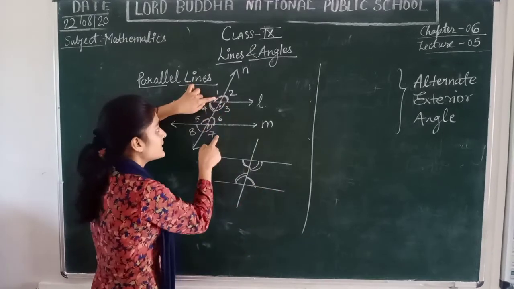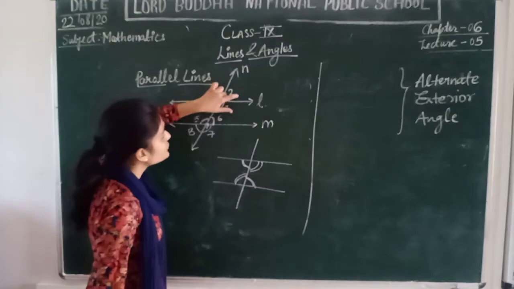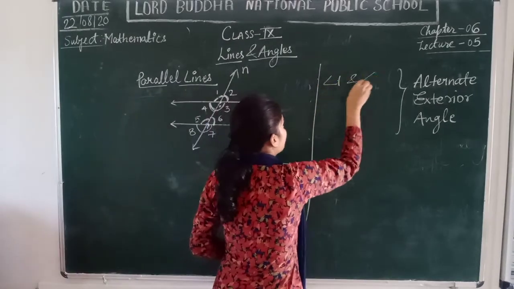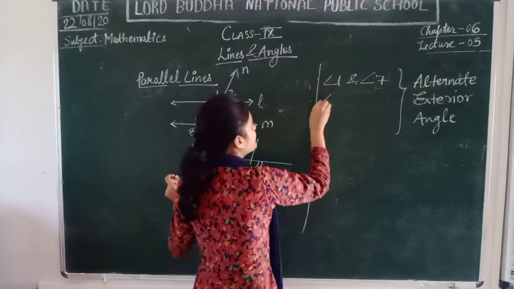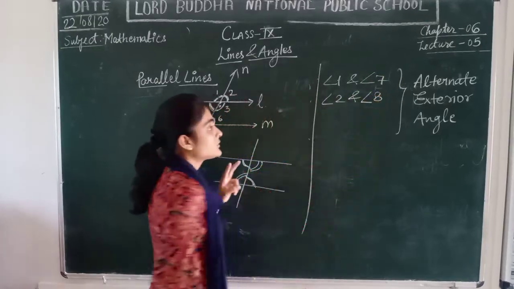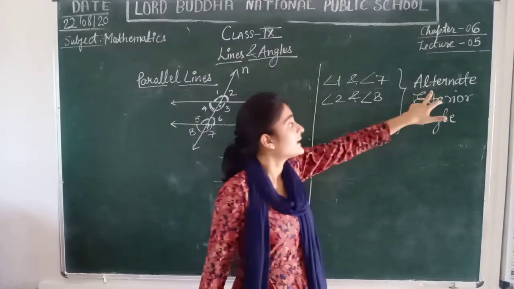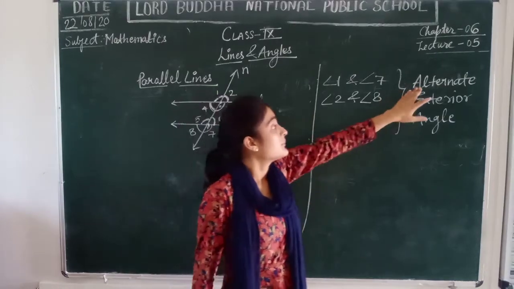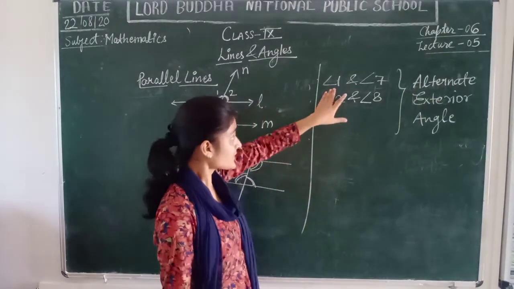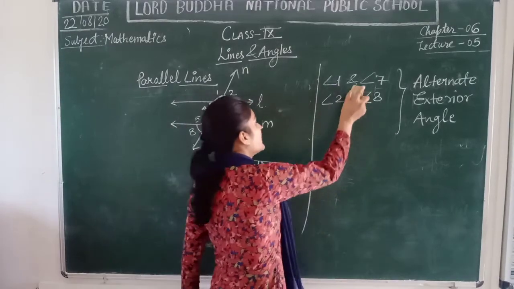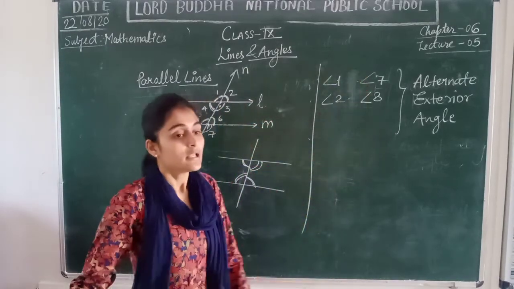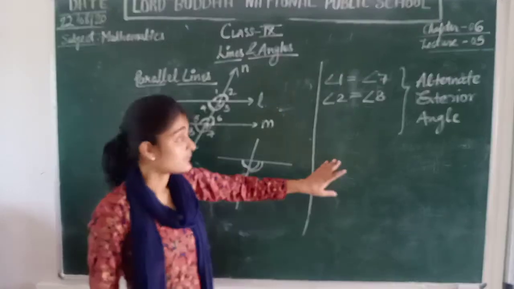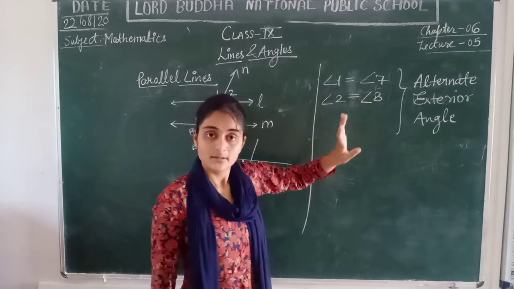Now look at the positions. Alternating to 1, the angle is 7. And alternating to 2, the angle is 8. So again you have 2 pairs, angle 1 and angle 7, angle 2 and angle 8. These are two more pairs called alternate exterior angles. Exterior means they are formed outside and their positions are alternate. They have a property that they are equal in measurement, so you will write an equal sign between them. That means angle 1 equals angle 7, angle 2 equals angle 8, right?